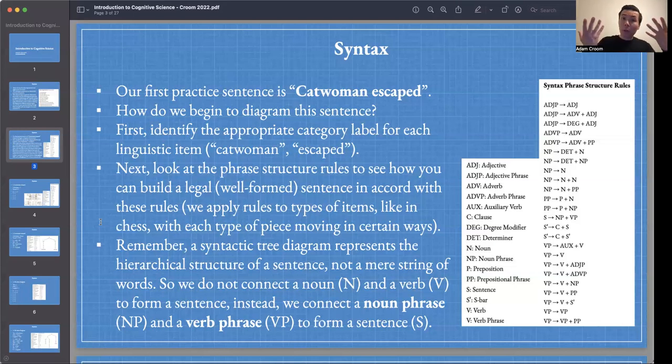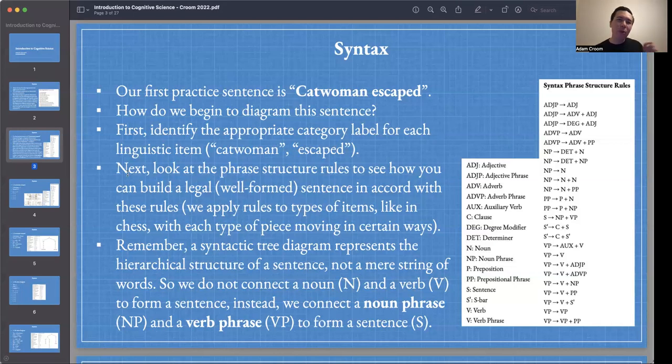So if we want to draw a tree for that, right, we're going to have to make Catwoman not just a noun, but an NP, noun phrase, and then escaped, not just the verb, but also the verb phrase. And then boom, now we have the NP and the VP, and that can form the sentence, right? And we see that we have the rules for that on the right, and we can use the rules to justify the moves that we make in our tree diagram, right? Just like we would use the rules of chess to justify the moves that we make when we play chess. Okay.